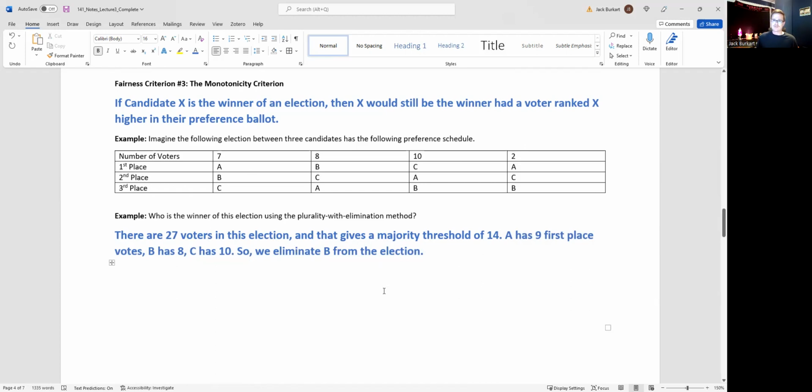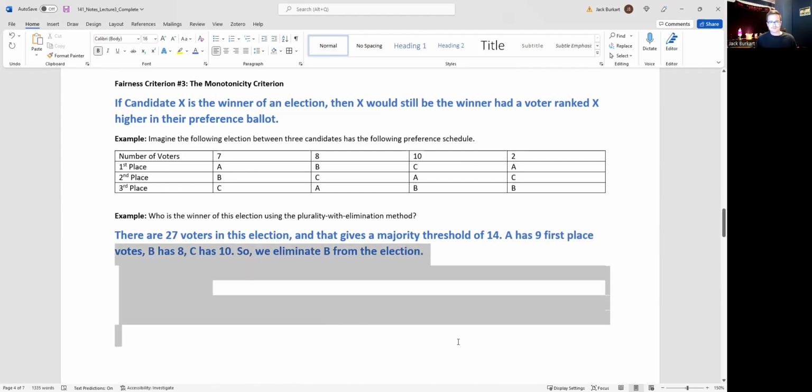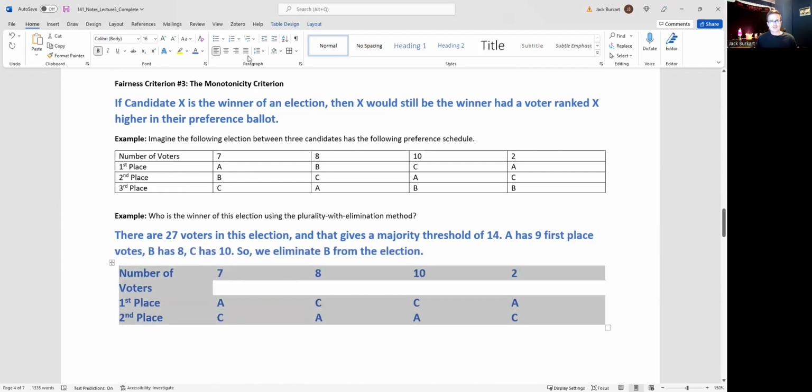None of the candidates achieved a majority, so we have to eliminate the last one and then recalculate the preference schedule and retabulate the first place votes. That's how the plurality with elimination method works. If we do that, we arrive at the following new preference schedule right here.